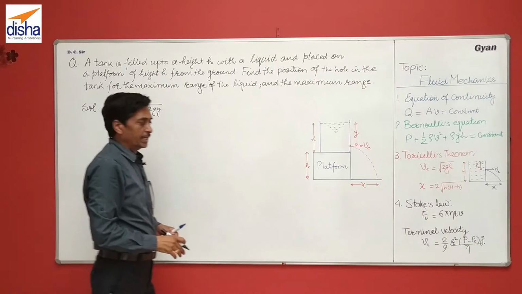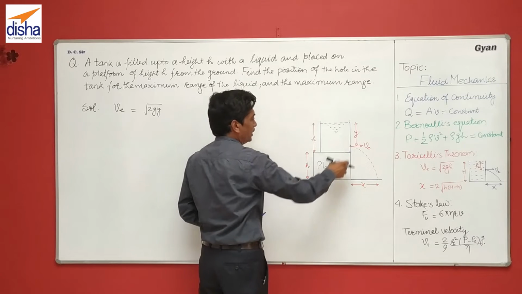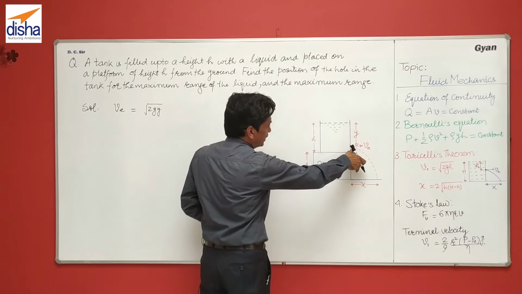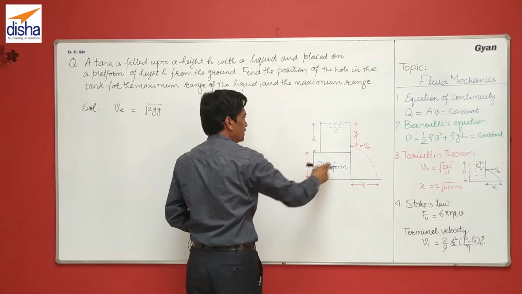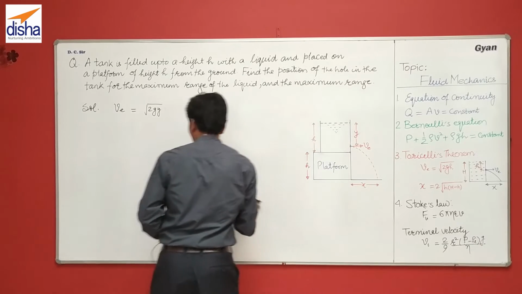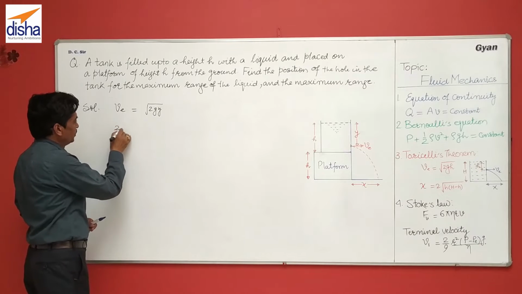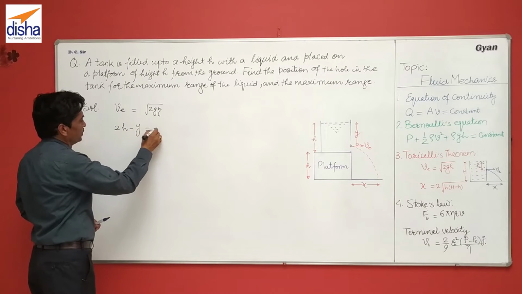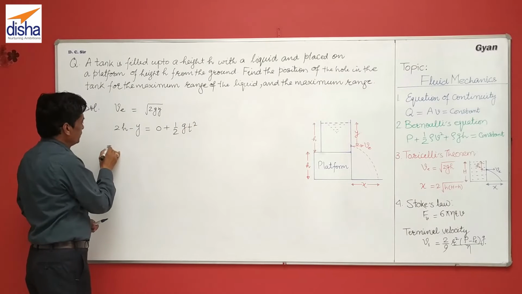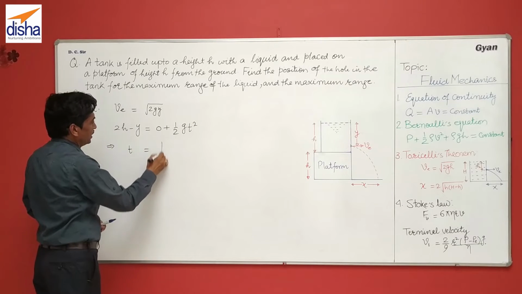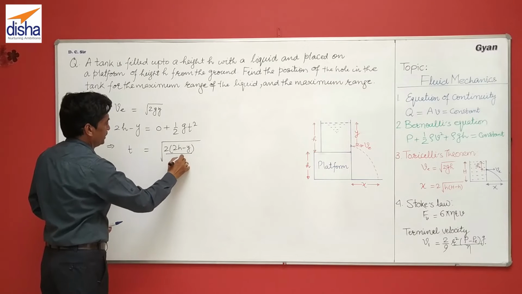Okay. Now the time the liquid takes to fall this height. This height is 2h minus y, since up to here is 2h and this is y. So we can write, by using the second equation of motion, 2h minus y is equal to 0 plus half g t squared. So t is equal to root of (2h minus y) upon g.